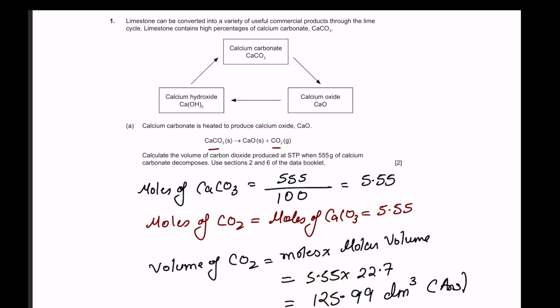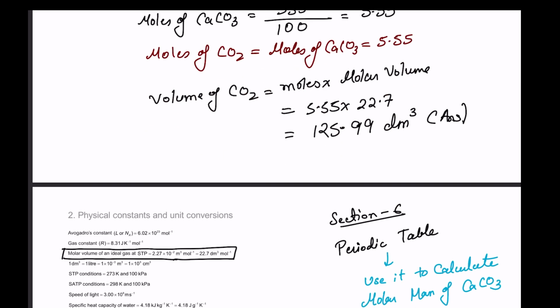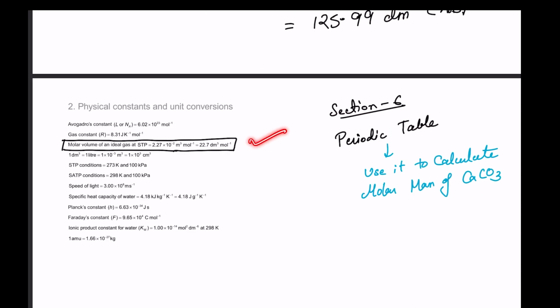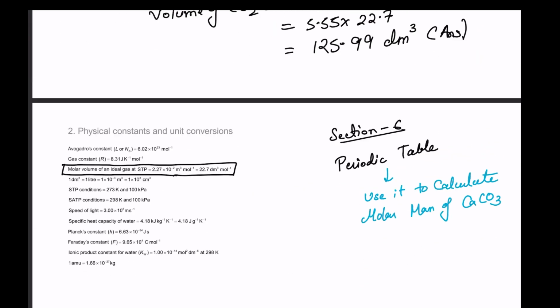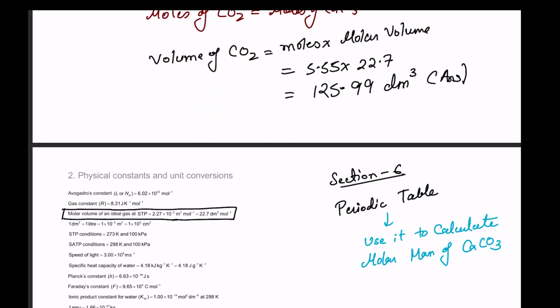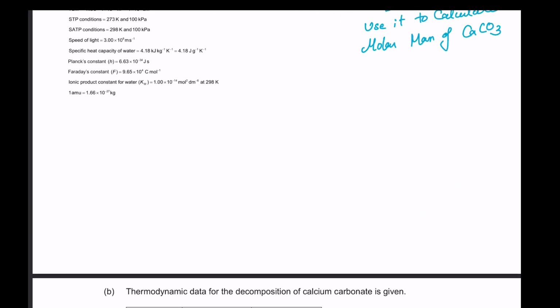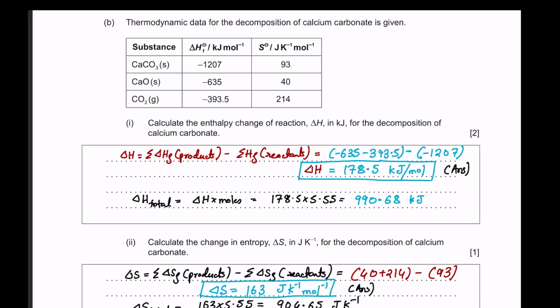Now, why do we need to use section 2 and 6 of the data booklet? I'll just explain it to you. From section 2, we get the molar volume, that is 22.7, for an ideal gas at STP. And section 6 is the periodic table, and using section 6 we calculate the molar mass of CaCO3. So coming to the next question, we have the thermodynamic data for the decomposition of calcium carbonate.